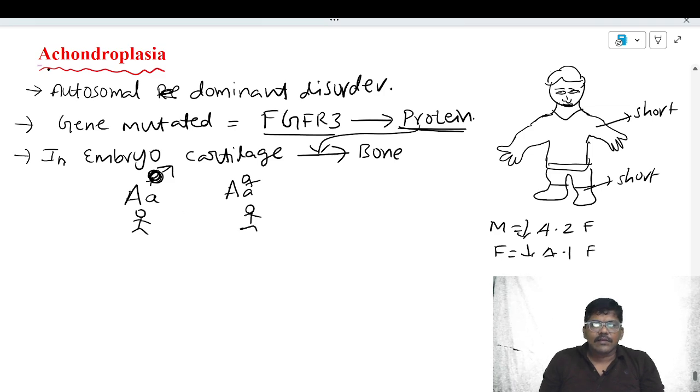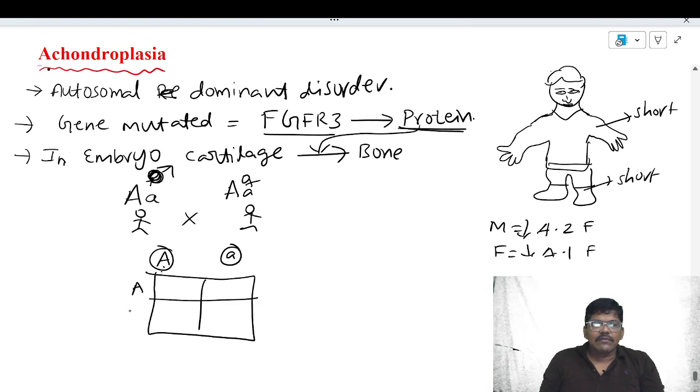The genotype is heterozygous dominant. If they get married, then in the formation of gametes, 50% of gametes receive the dominant allele and 50% receive the recessive allele, from both male and female. Using the Punnett square, the possible genotypes are 25% offspring with homozygous dominant condition, 50% with heterozygous dominant condition, and 25% with homozygous recessive condition.